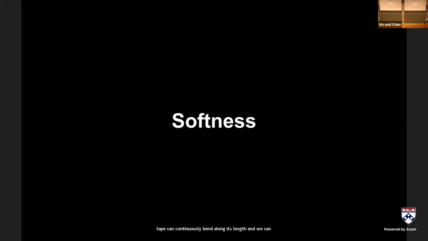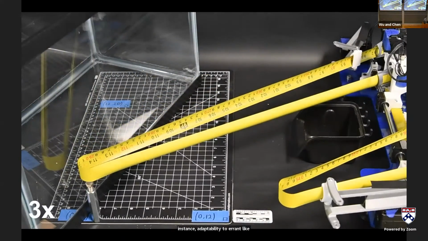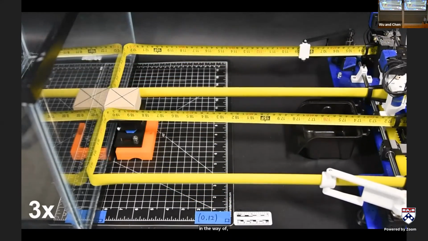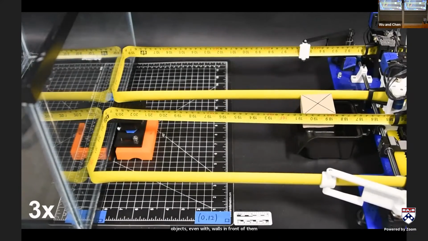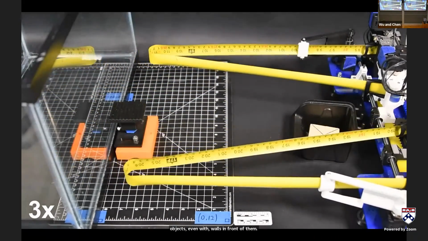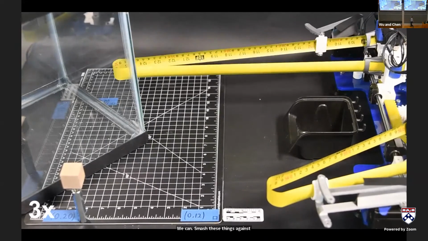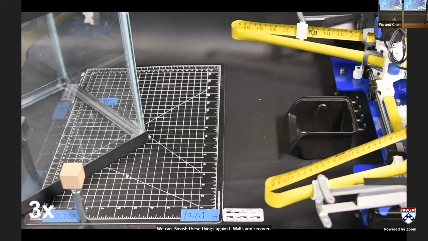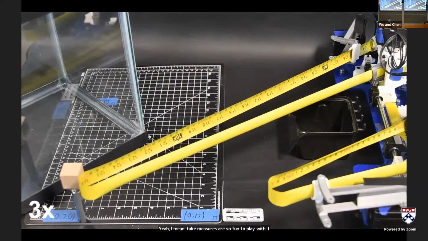And from that, we have these nice properties of, for instance, adaptability to errant objects that are in the way of reaching. We can reach out and grab objects even with walls in front of them. We can smash these things against walls and recover. Again, I mean, tape measures are so fun to play with. I hope you all appreciate that you can basically just put a kink in them and repeat that constantly.